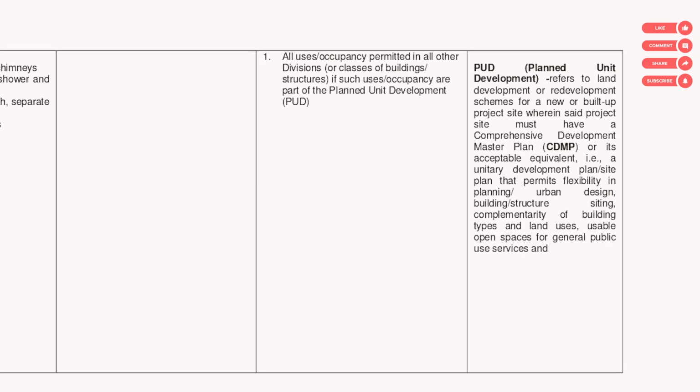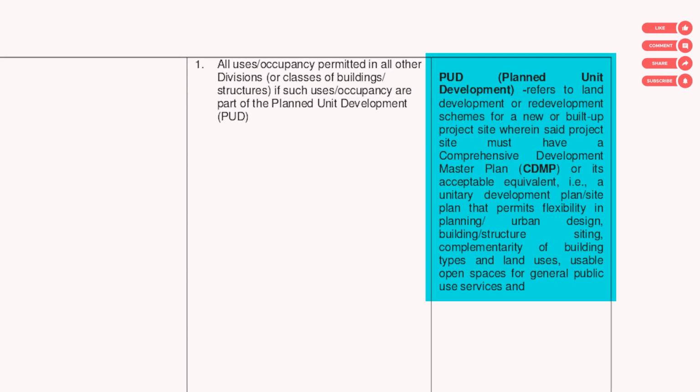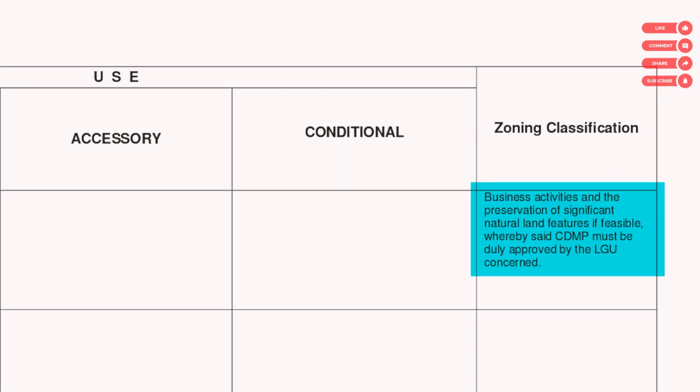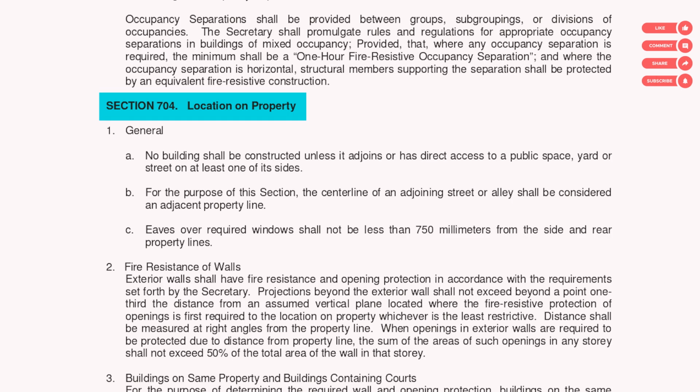And finally, PUD, Planned Unit Development, ito yung mga project and a master plan. They're usually classified as PUD, Planned Unit Development. It's intended for land development or redevelopment schemes for projects that have their own comprehensive development master plan. Now, mixed-use project, master plan community, townships, and all of those projects, nonetheless. The term for the zoning designation is PUD, Planned Unit Development.